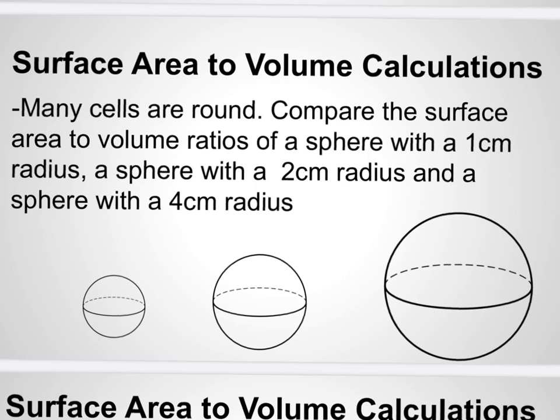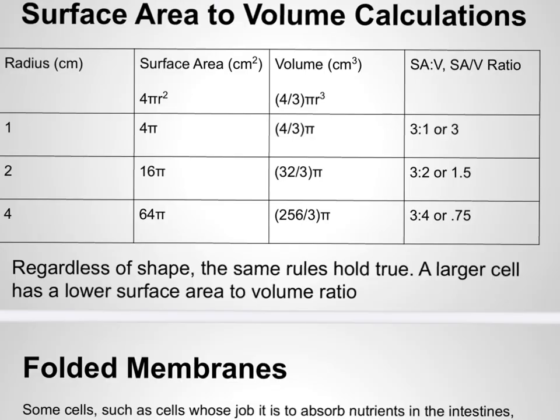This doesn't just apply to cubes. If we try the same sort of calculations with spheres, we're going to find the same results. So again, we can see that the smallest sphere that I did the math for has a surface area to volume ratio of 3, and the largest sphere has a surface area to volume ratio of 0.75. So again, the bigger the cell gets, the smaller the surface area to volume ratio gets. So this is why cells have to stay small. They have to maintain that high surface area to volume ratio, regardless of their shape. If you're comparing cells of the same shape, this rule will always hold true.